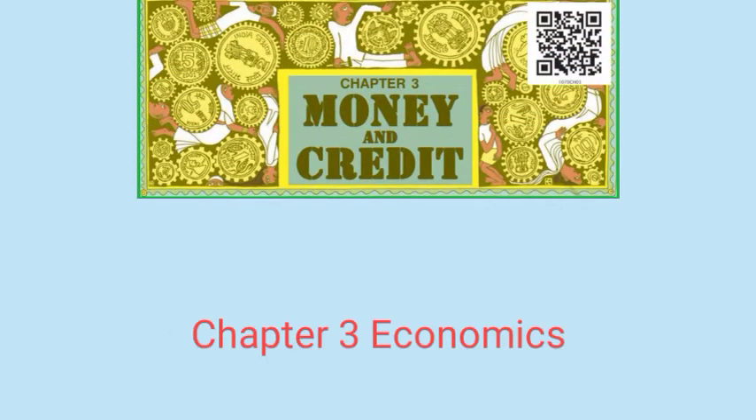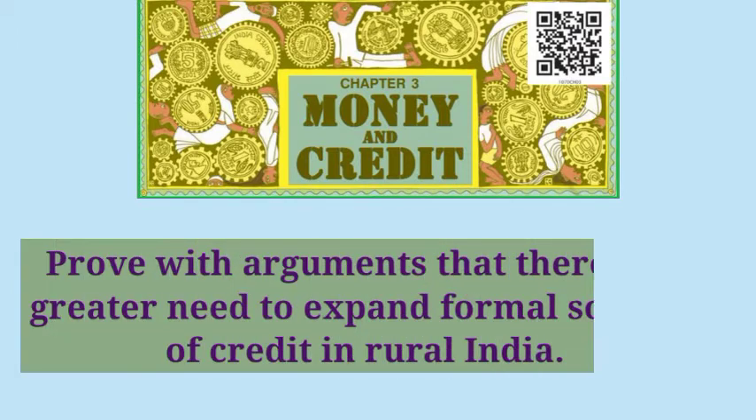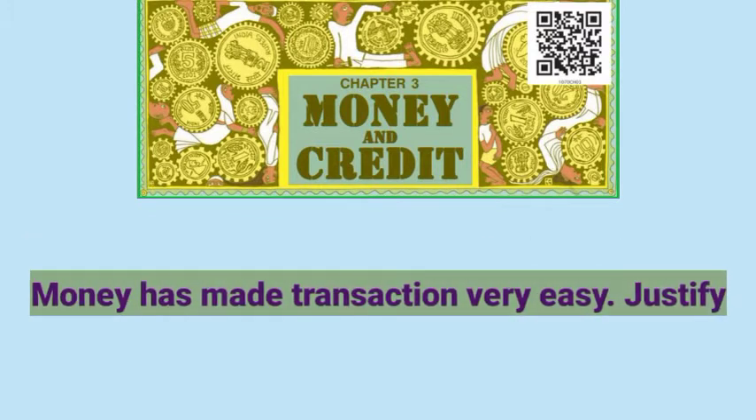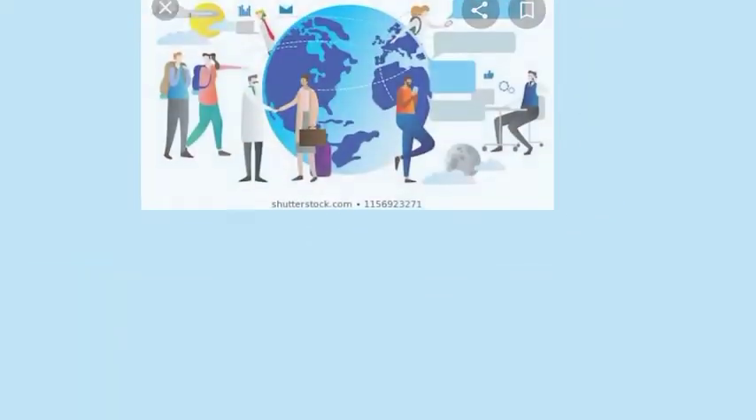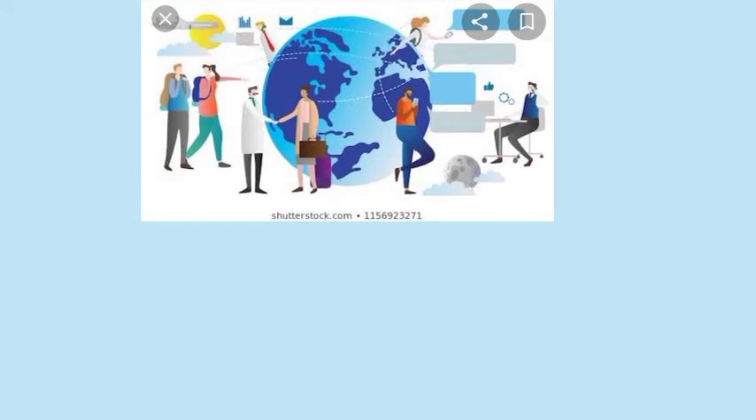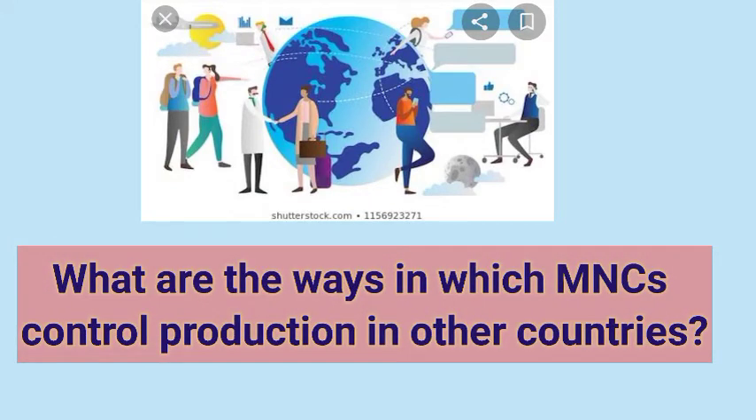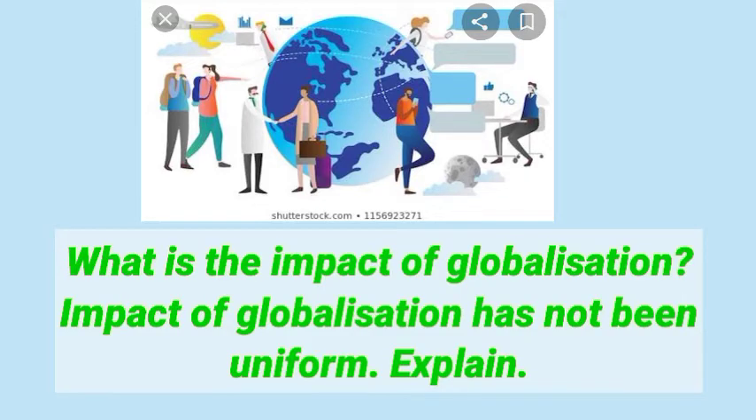Chapter Money and Credit में से important question है, prove with arguments that there is a greater need to expand formal sources of credit in rural India and money has made transaction very easy, justify. Globalization chapter में से important questions है, what are the ways in which MNCs control production in other countries and what is the impact of globalization and the impact of globalization has not been uniform, explain.